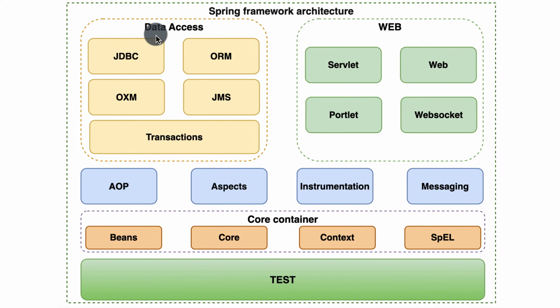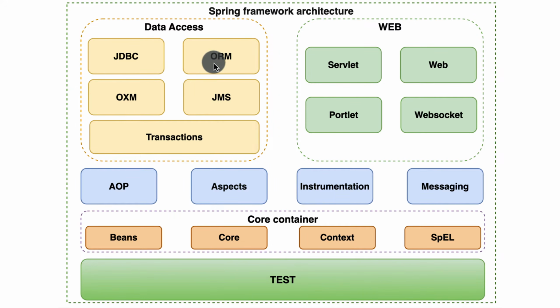The data access module is responsible for providing a consistent and easy-to-use abstraction for accessing different types of data sources in a Spring application. And it includes, first of all, JDBC. This provides a JDBC abstraction layer that simplifies database access and transaction management and also helps avoid boilerplate code.